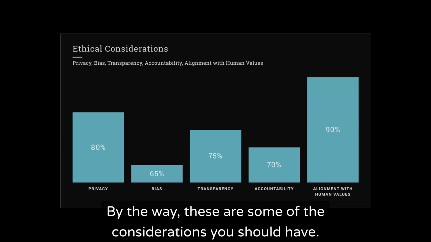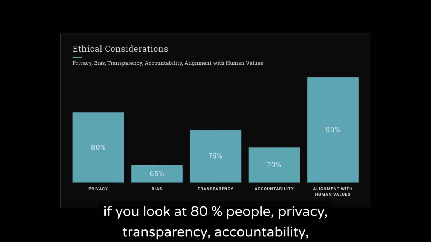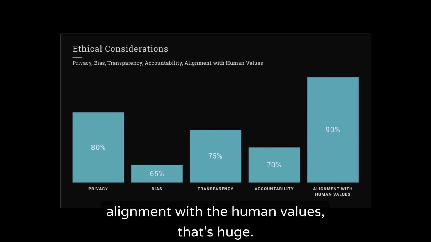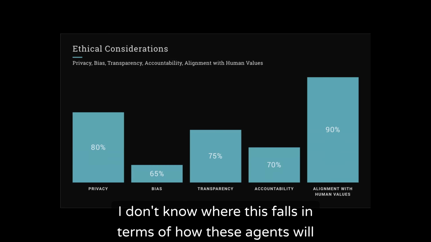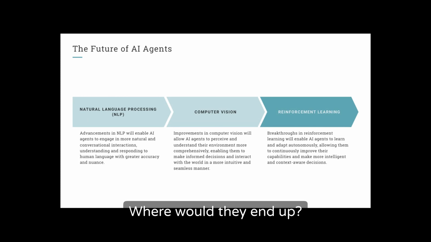By the way, these are some of the considerations you should have. People have issues with these, and if you look at it, like 80% of people care about privacy, transparency, accountability, alignment with human values. It's huge. I don't know where this falls in terms of how these agents will evolve in the future. Where would they end up?